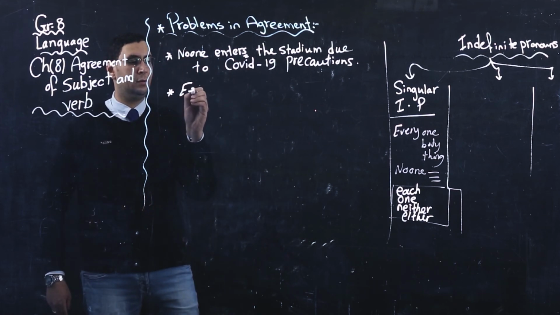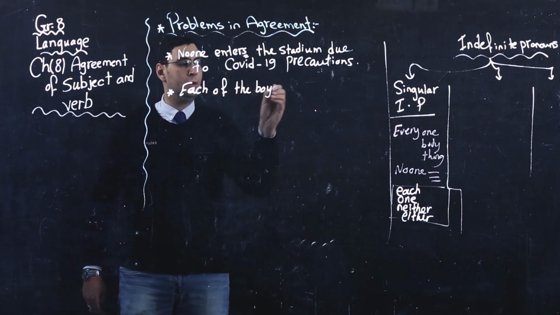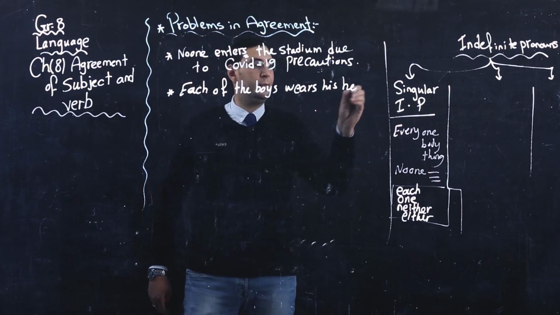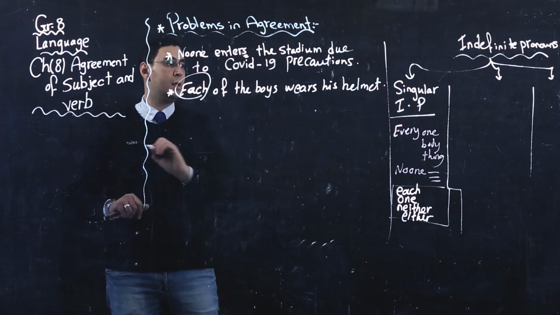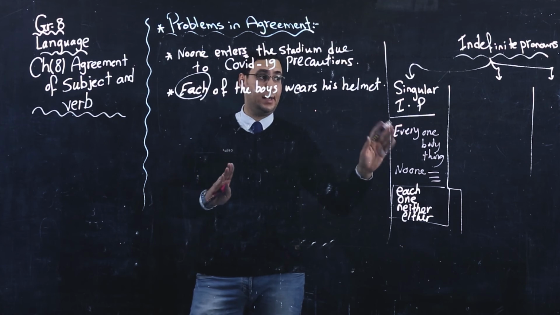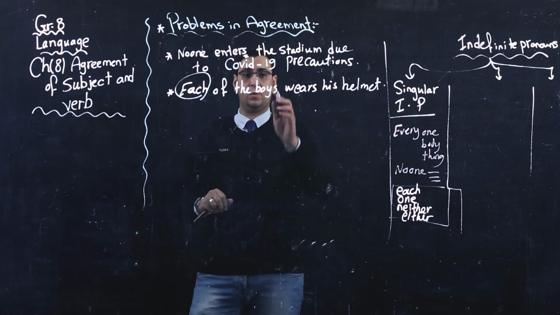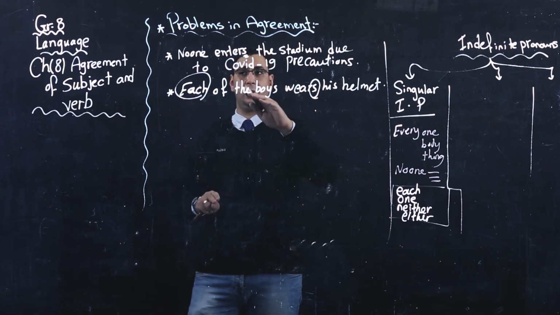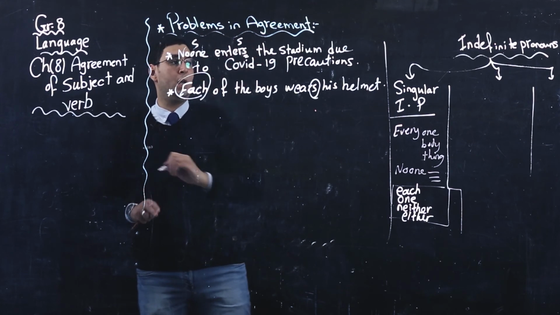each of the boys wears his helmet. So here we could note that we have each. Each is always a singular indefinite pronoun. So no need for the prepositional phrase. If someone will say boys here, it's plural, no way. So each is singular, so the verb must be singular. And for the first one, no one is singular, and the verb here is also singular.